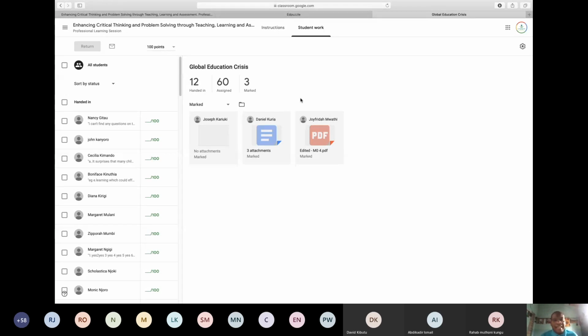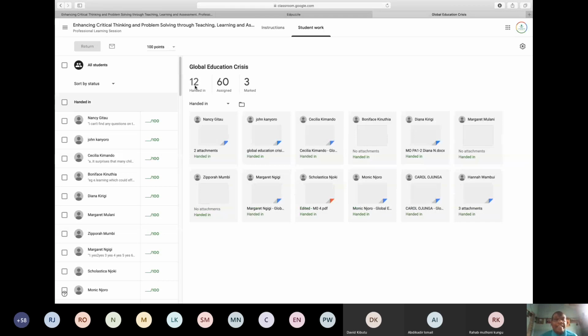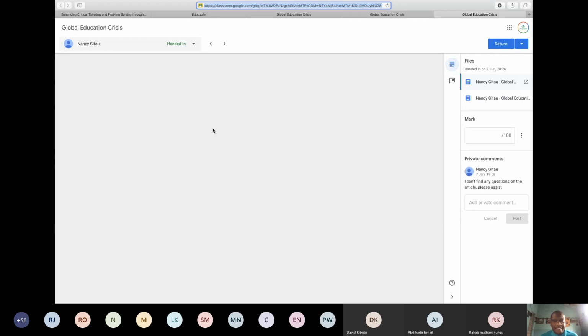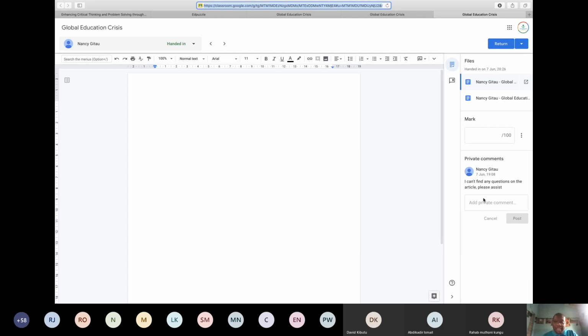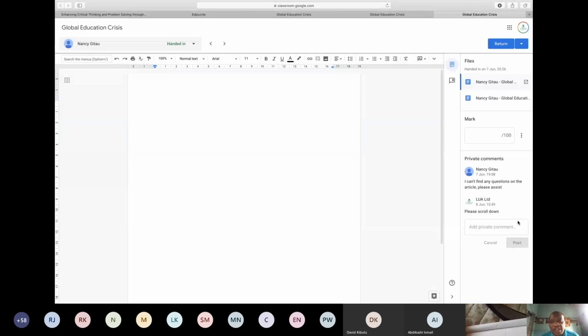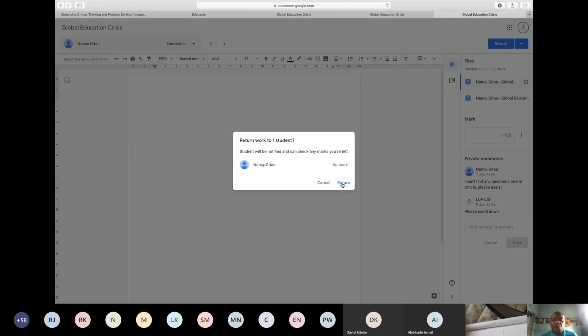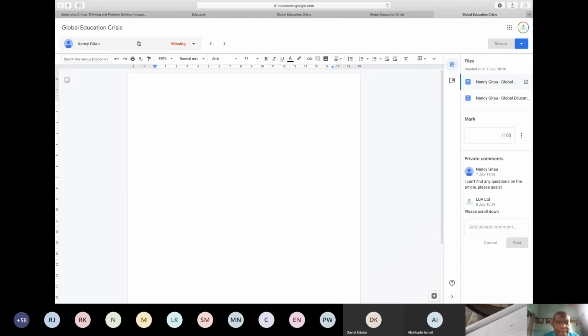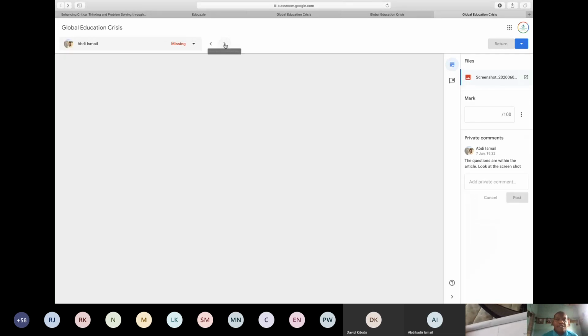And when we are marking, it comes to us, and I look at those who have handed in. Let me open Nancy Gitau's work. This is what Nancy Gitau has done. She's saying, I can't find a question on the article. So according to her, there were no questions on the article. What I will do is type a comment here, please scroll down. So when I post, Nancy Gitau is going to get this comment, please scroll down. And when I press return, she's going to receive the paper, which is unmarked, but she'll be told to do it again. You can see it's saying missing because she did not do the work. I'll go to the next person.